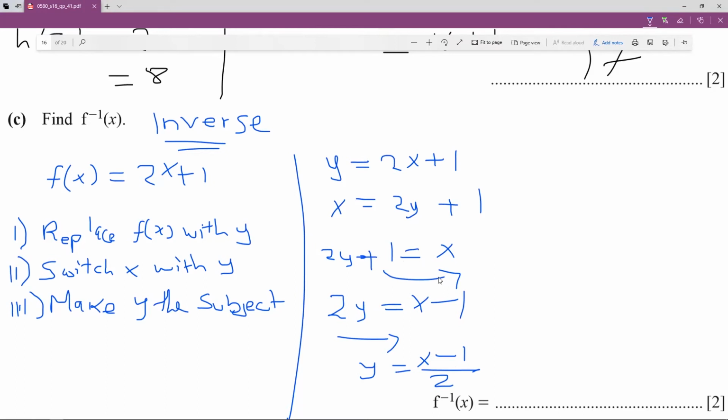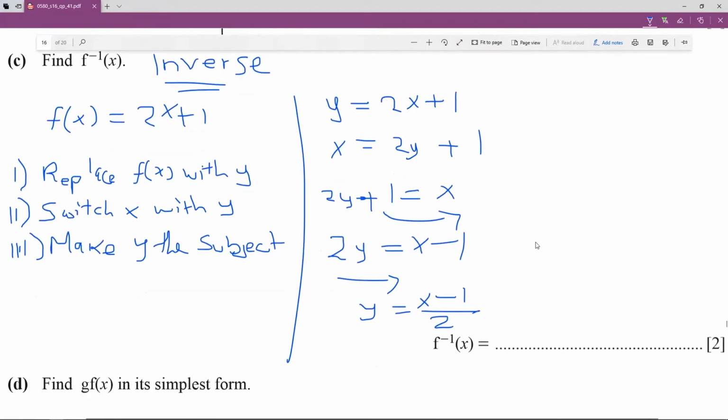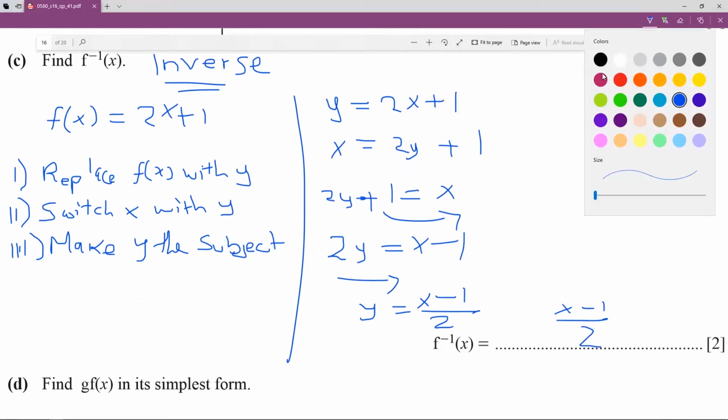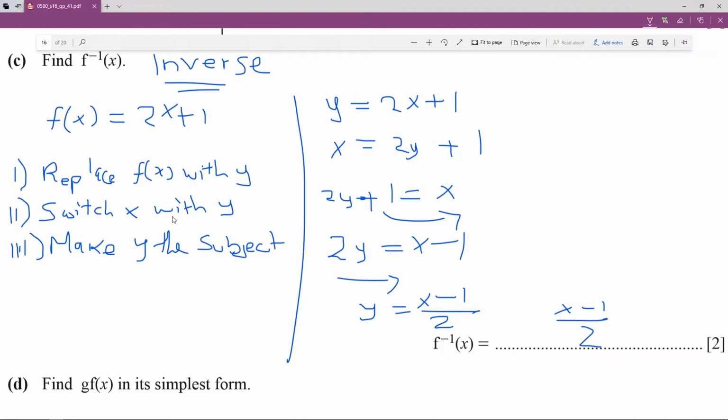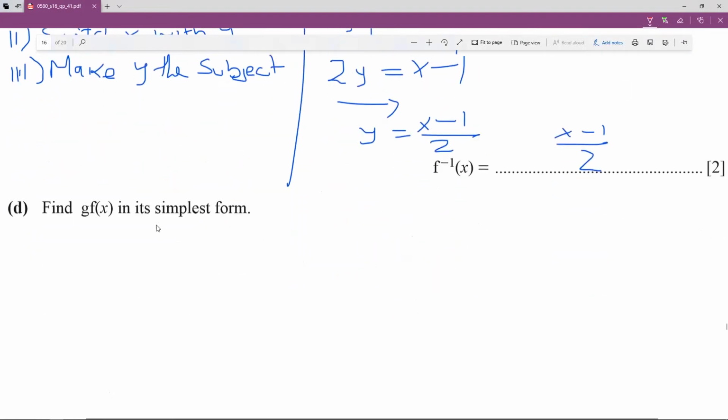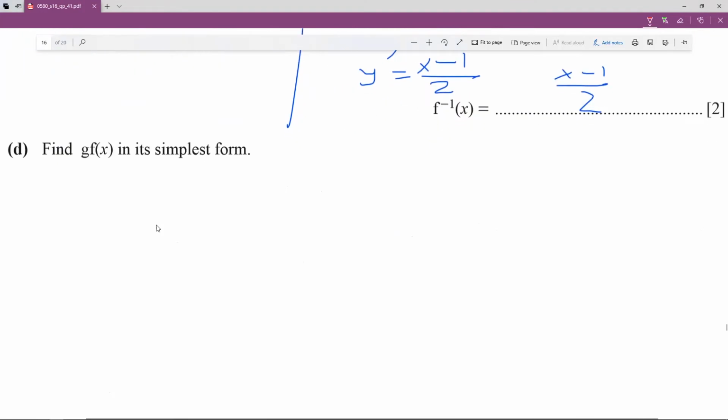Now guys, that's the end of the math, and that's the inverse of function f. Okay, so in my answer area, I'll just say x minus 1 all over 2. Done. Okay, let's solve the number D. Number D is saying you do g of fx in its simplest form.